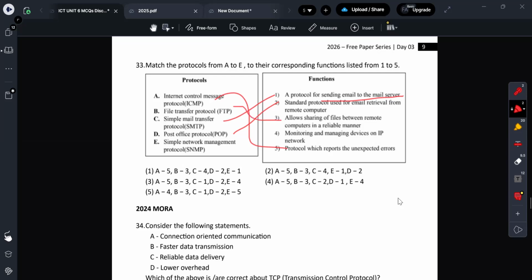Then Simple Mail Transfer Protocol is the standard protocol used to send emails from a client to a server. And then POP, which is Post Office Protocol, especially POP3, is a protocol that downloads emails from a remote mail server onto a local client, right? And then you have SNMP, which is Simple Network Management Protocol. It collects data and monitors the performance of network devices like routers, switches, and servers. So that matches with monitoring and managing devices on an IP network. And when you match it, the option would be option number 3.